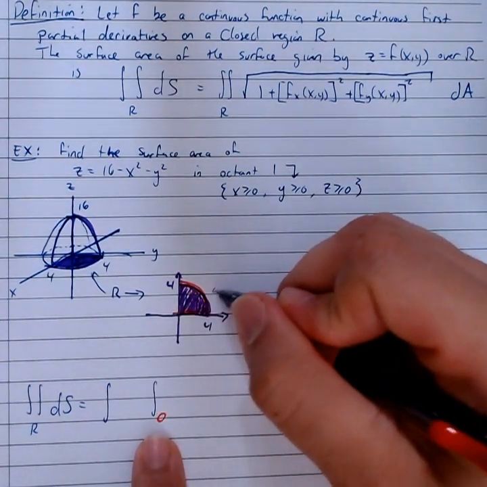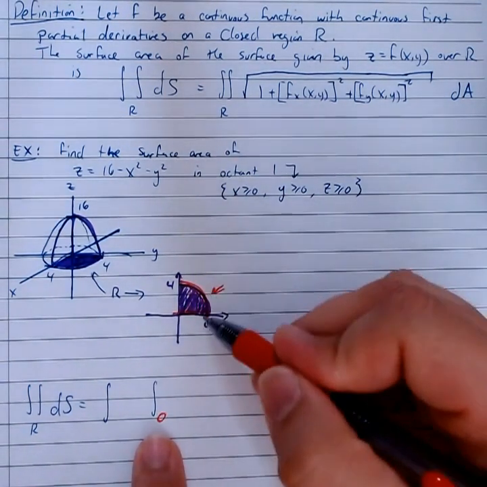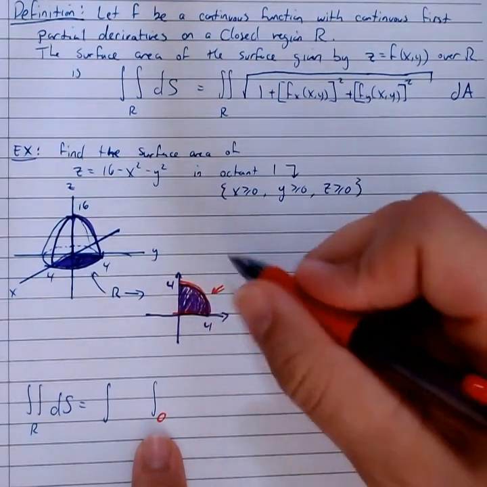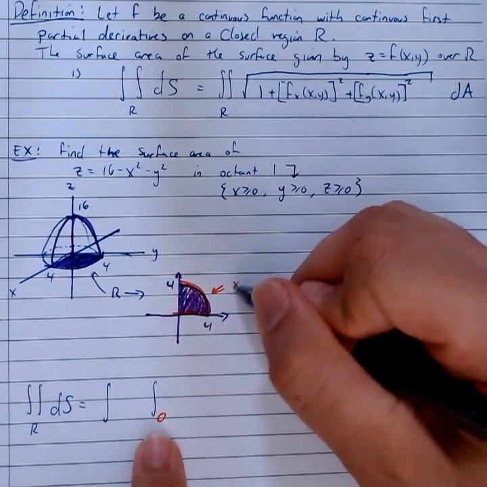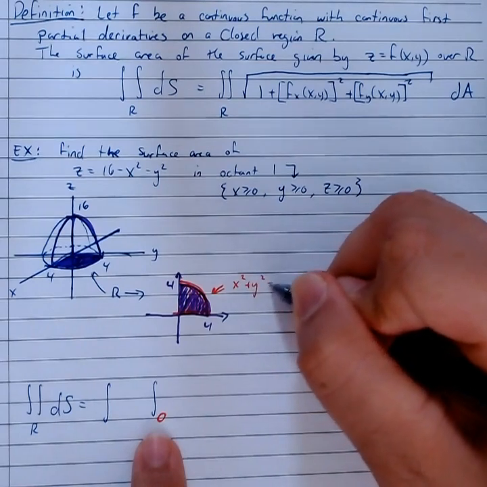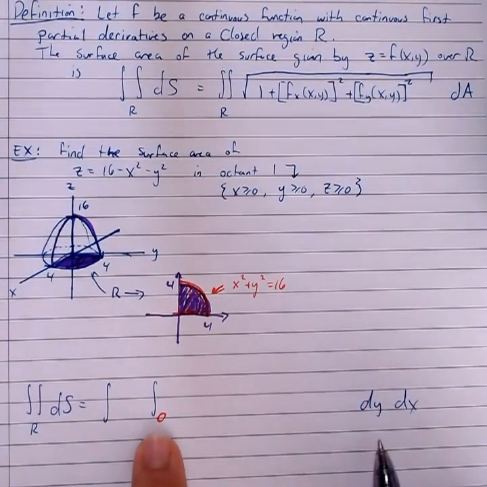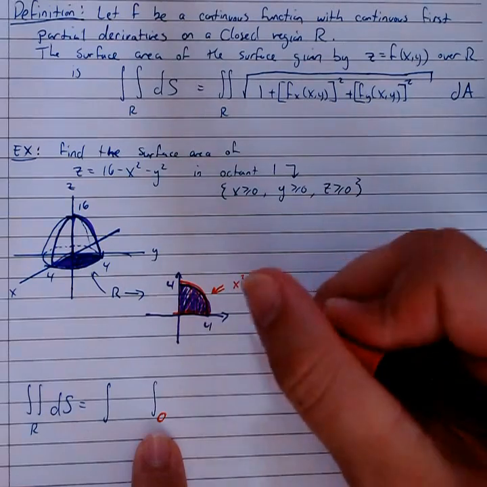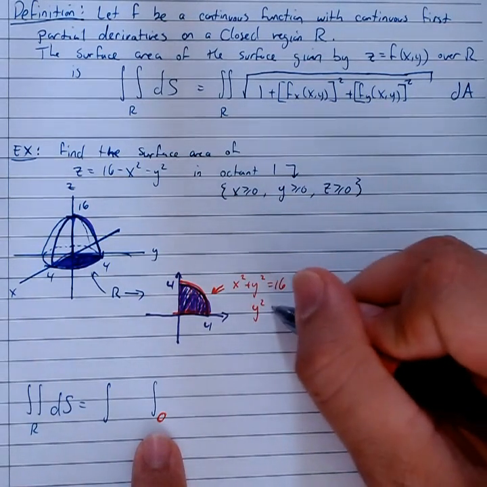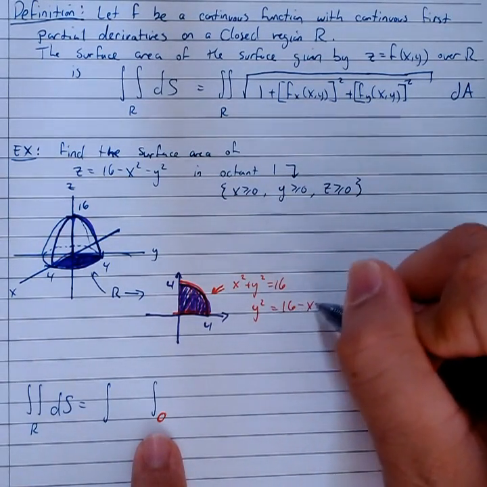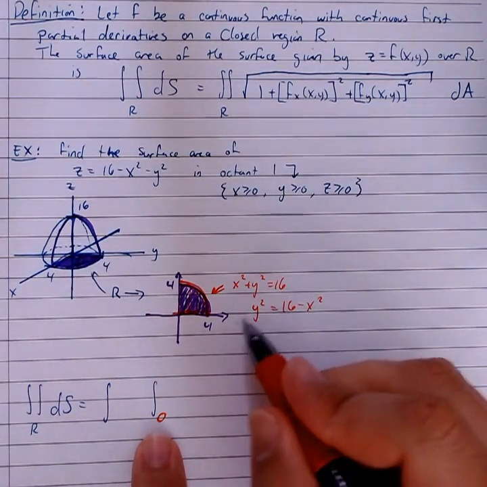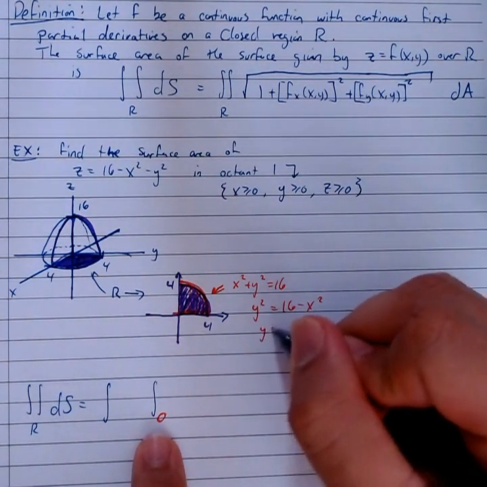Okay, well I know that one. That's the upper curve of a circle of radius 4. So that's going to be x squared plus y squared equals 16. Oh, but again, I'm trying to describe y. So let me isolate y here. This will give me y squared equals 16 minus x squared. Oh, but I want y, so let me take the square root.